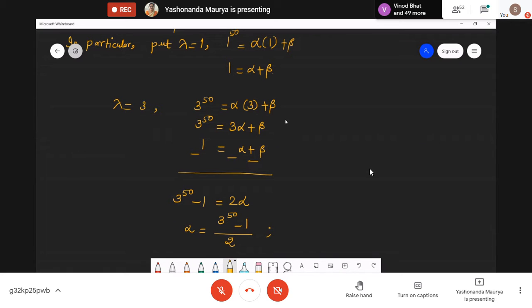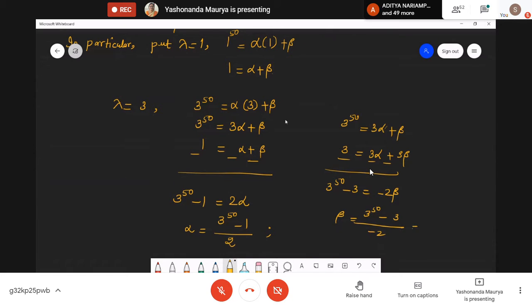Or if you want to solve it further, I can equate the coefficients. So 3 raised to 50 is equal to 3 alpha plus beta. Then I can have 3 is equal to 3 alpha plus 3 beta. Subtracting, alpha will go off. What remains is 3 raised to 50 minus 3 is equal to minus 2 beta. Therefore, beta is (3 raised to 50 minus 3) divided by minus 2, so this will be (3 minus 3 raised to 50) divided by 2. So these are the values of alpha and beta.